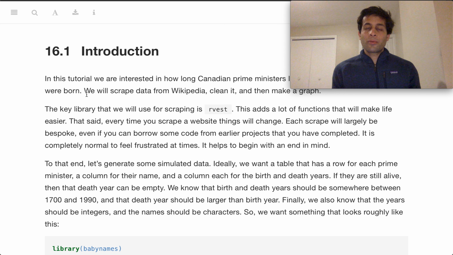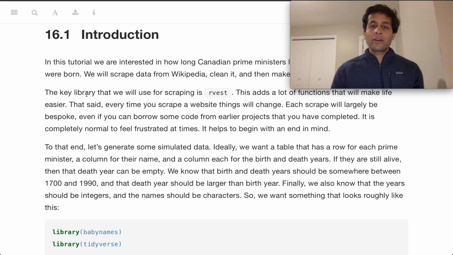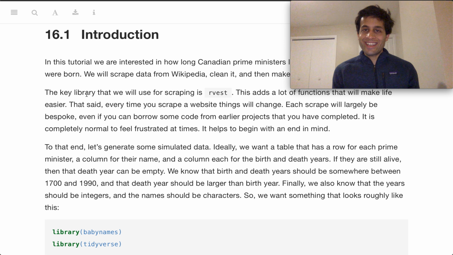The key library that people use for scraping data in R is Harvest, and the thing about Harvest is that scraping websites is never easy. It's always frustrating. You always want to tear your hair out and you always regret starting, but it's often worthwhile because you end up with really nice data sets. That said, if you find yourself getting frustrated and annoyed, that is perfectly normal. It happens to me all the time, as those of you who actually attended the lab on Thursday evening would have seen.